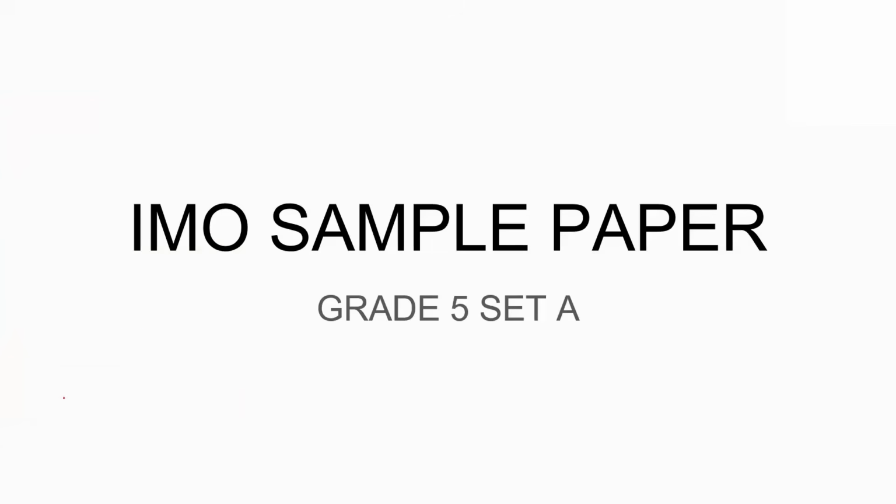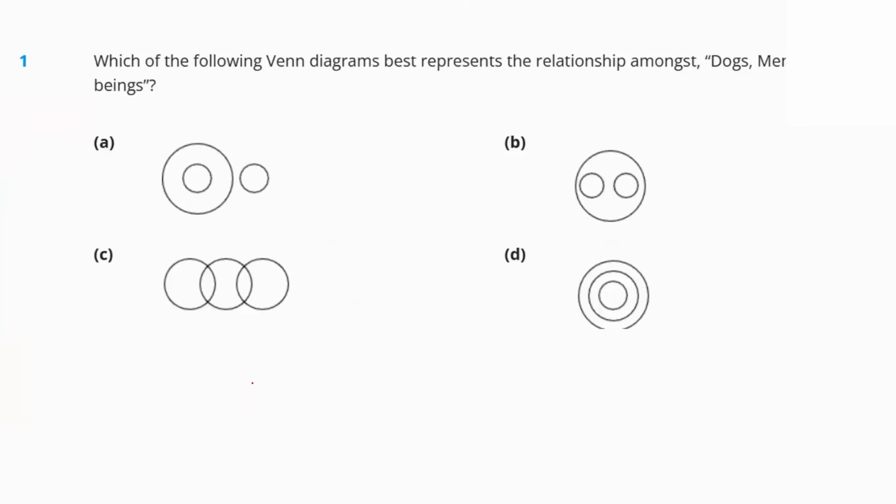This is the grade 5 sample paper that I have taken. So here is our first question. The question paper's pattern is like we have 50 questions divided into 4 sections. The first section is logical reasoning.